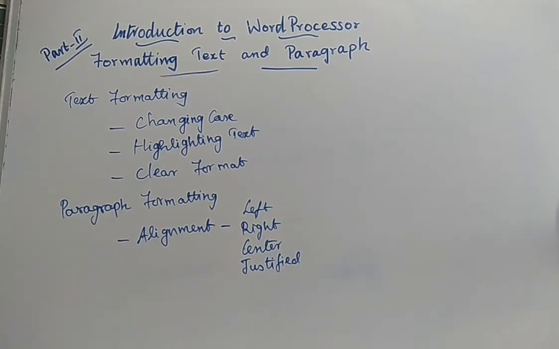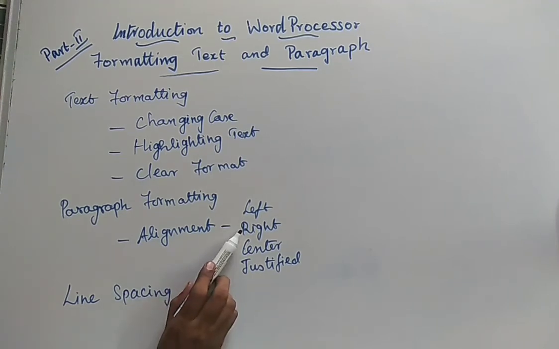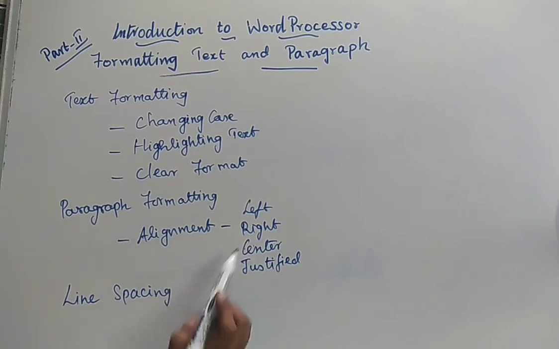Next it is line spacing. What do you mean by line spacing? Consider this is one line and this is another line. The vertical distance between the 2 lines is called line spacing. You know the procedure: right click and then click line spacing. So the next topic we discussed.